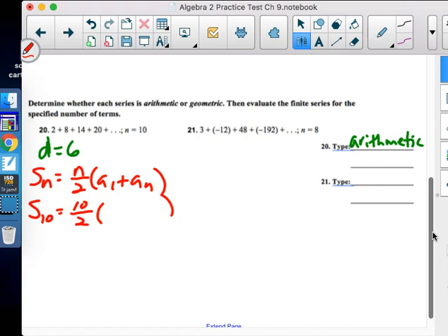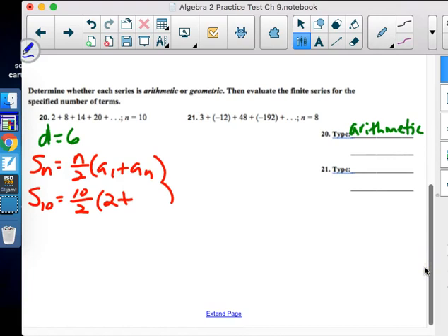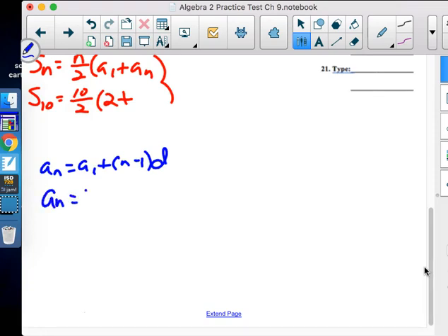Do we know the first one? It's a 2. Do we know the last one? See, there it is. We've got to write the rule. It happens almost 50% of the time when you're working with arithmetic formulas. You have to find that missing piece. So we need the rule because we need to know what that last number is. The good news is we know what a sub 1 is and we know what d is. This is not going to be hard. a sub 1 is 2. And you told me they were adding 6. So let's simplify that.